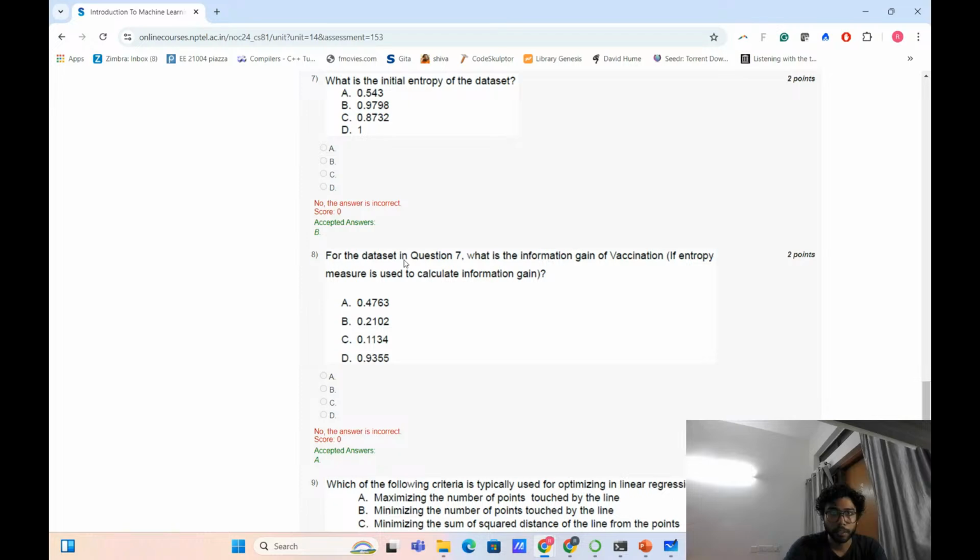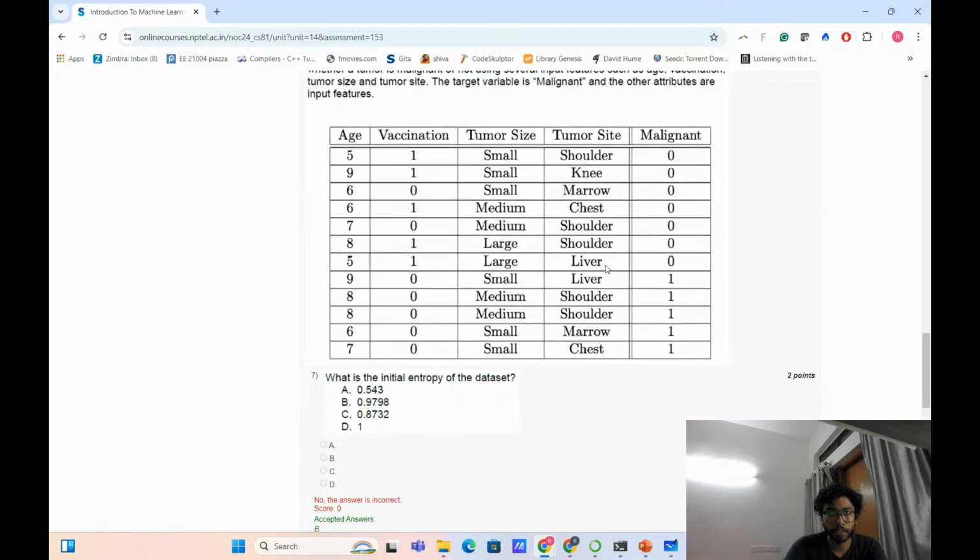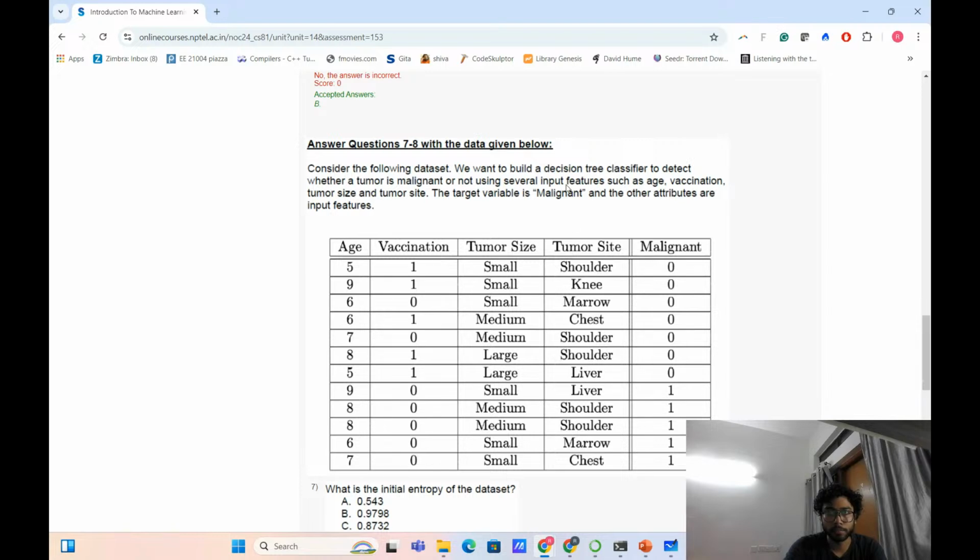For the next part, what is the information gain of vaccination? Basically, you have to make a tree whose node will be vaccination. And now you have to see, if vaccination is yes, then within that, how many? Let me do it actually.